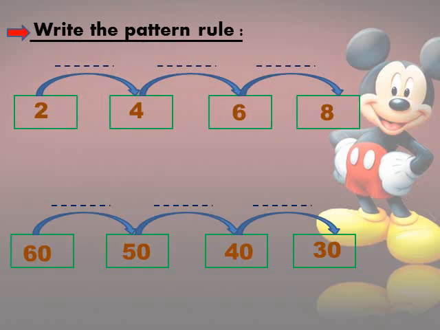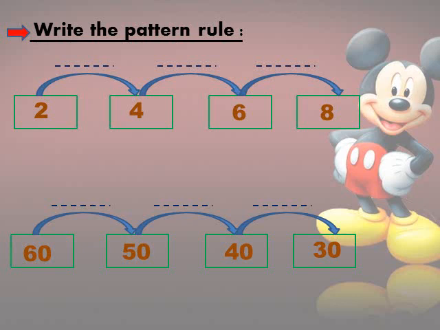Let's now write the pattern rule. I'm going to look at the numbers very carefully, to see if they are getting bigger or getting smaller. Getting bigger means moving forward, or the sign of plus. I'm going to add. Getting smaller means I'm going to move backward and use the sign of minus. Okay? And put the steps.